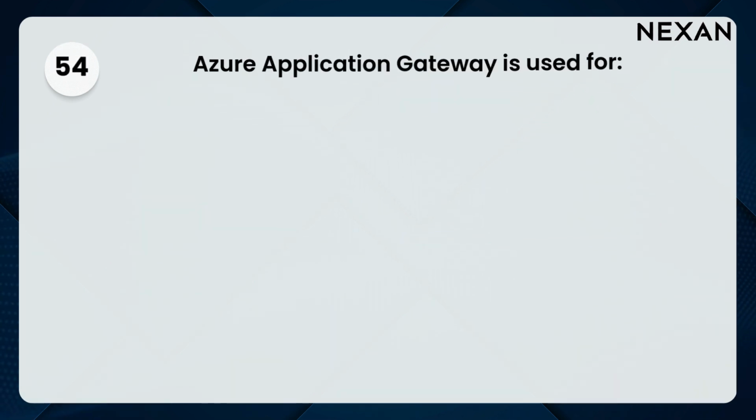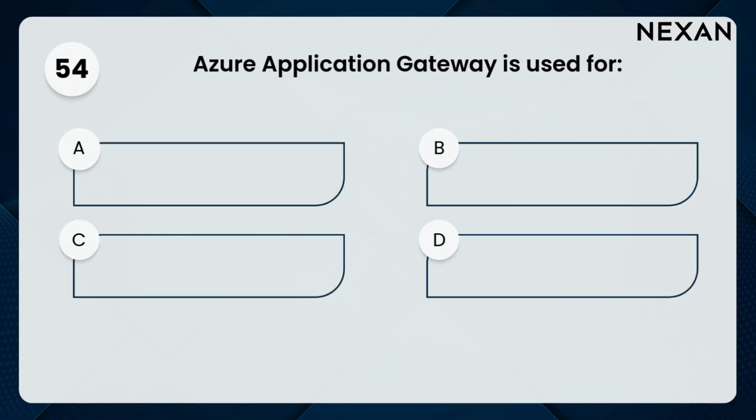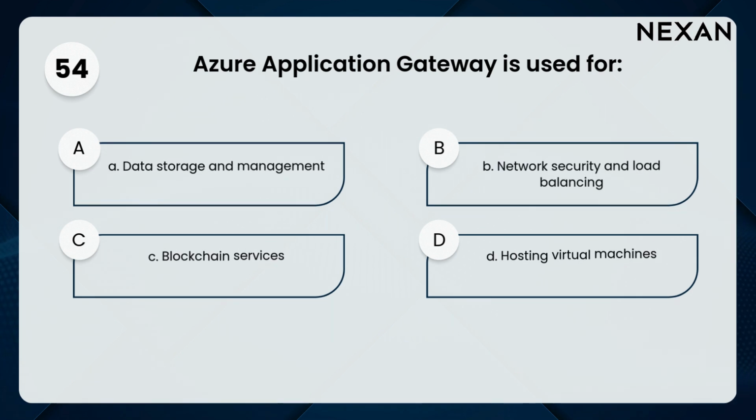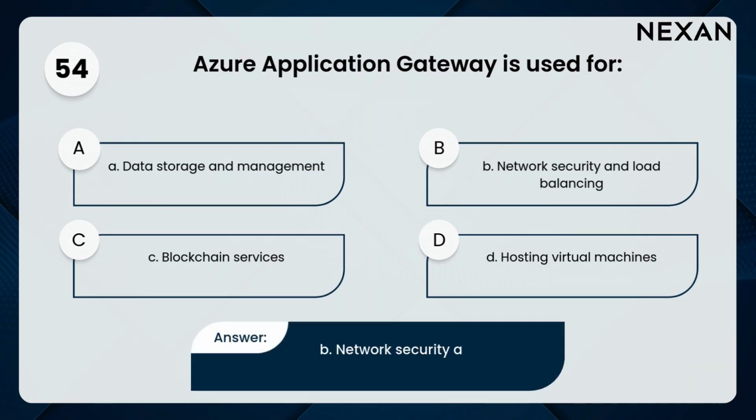54. Azure Application Gateway is used for A. Data storage and management, B. Network security and load balancing, C. Blockchain services, D. Hosting virtual machines. Answer: B. Network security and load balancing.